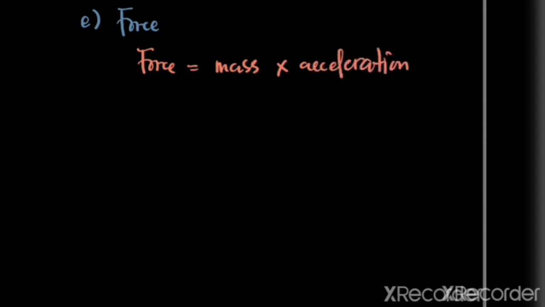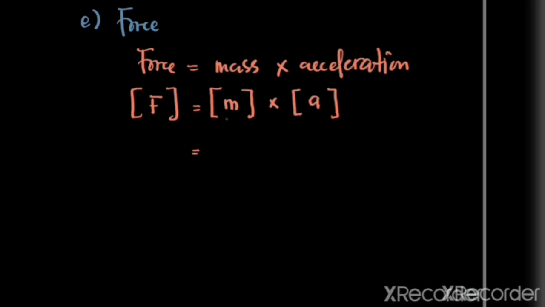So the dimension for force, you may also use the symbol, in square brackets. The dimension of force equals the dimension of mass, m, times the dimension of acceleration, a. When we write the symbol for mass, remember you don't need to write the square bracket anymore. So the dimension for mass is capital M.